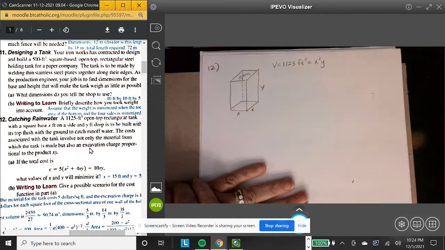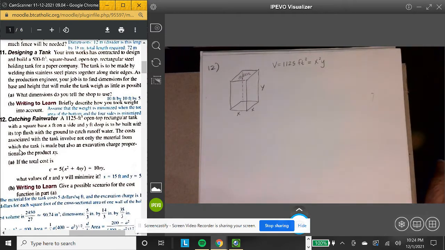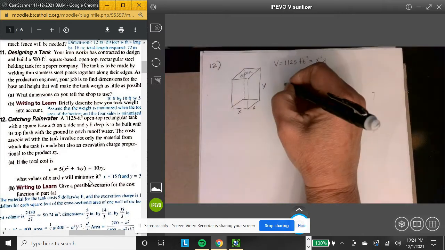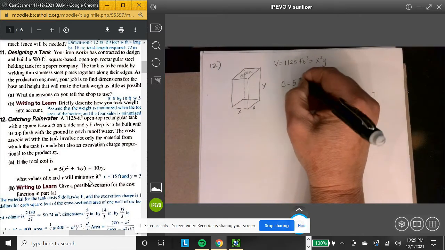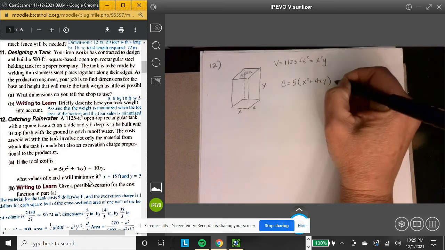All right. Now this one has a different kind of a classic feel to it because it says the costs associated with the tank involve not only the material from which the tank is made, but also an excavation charge proportional to the product xy. If the total cost is C equals 5 times the quantity x squared plus 4xy, plus 10xy, what values of x and y will minimize it? So we want to minimize cost, and they're giving you an equation, which is nice. So you don't have to come up with it from thin air. Plus 10xy.